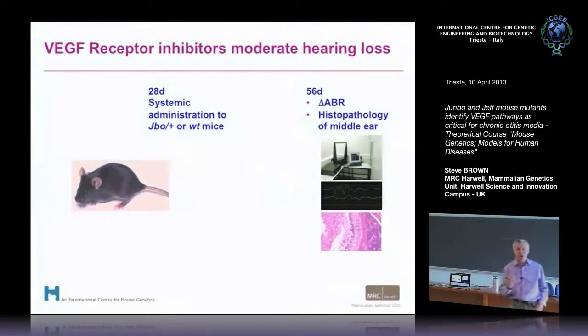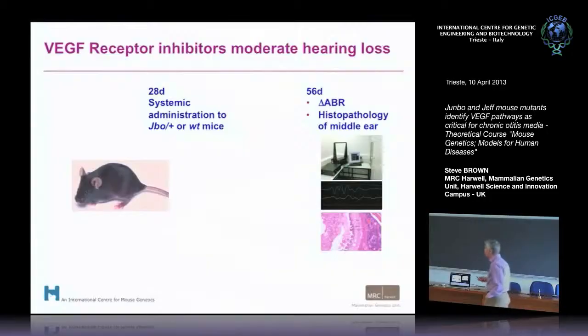We've taken these compounds, we've treated our mutant mice with these Vegf receptor inhibitors and also the HIF inhibitor as well. And this is the experiment we've done. By 28 days, our Junbo and Jeff mice have developed a full-blown chronic disease which goes on for their complete lifetime. They never recover from it. The inflammation, in fact, gets worse.